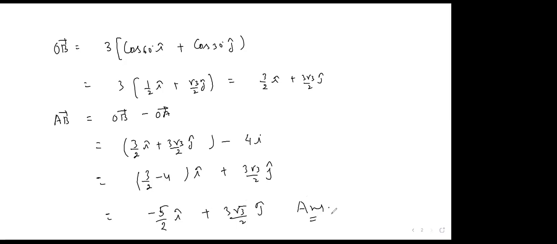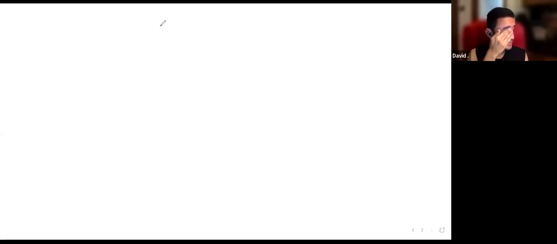And question number 4 is, if vector A equals vector B plus vector C, then is it true that magnitude of A equals magnitude of B plus magnitude of C? Obviously not. Magnitude of A is the magnitude of B plus C, where B plus C is taken together. So it's not true.